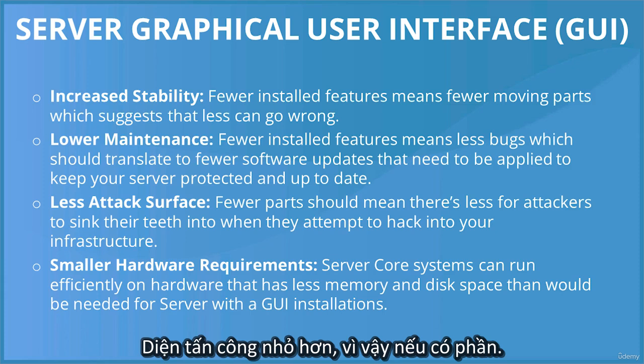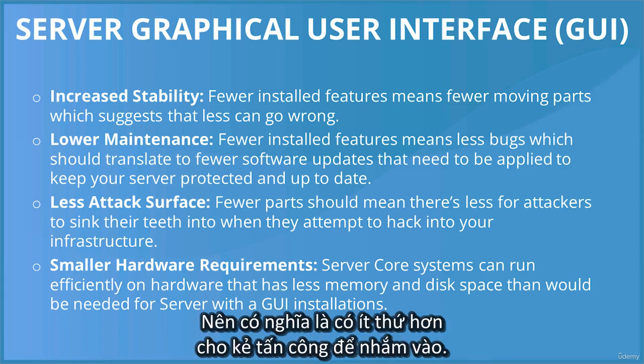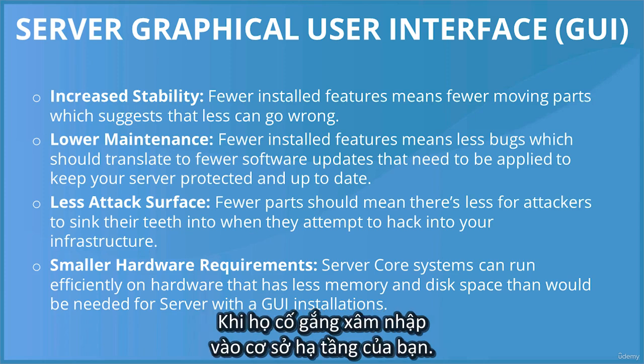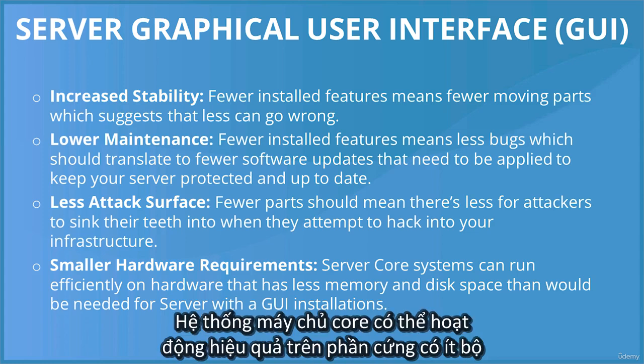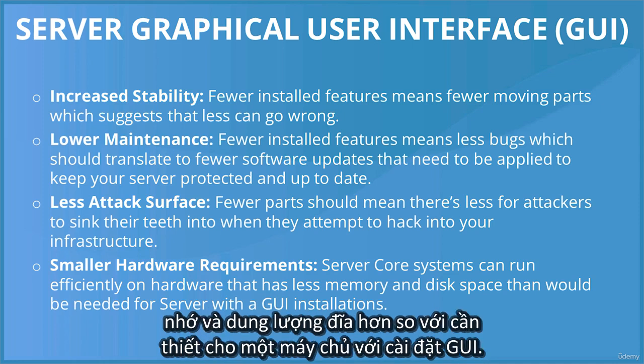Less attack surface. So fewer parts should mean there's less for attackers to sink their teeth into when they attempt to hack into your infrastructure. Smaller hardware requirements. Server Core systems can run efficiently on hardware that has less memory and disk space than would be needed for a server with GUI installations.